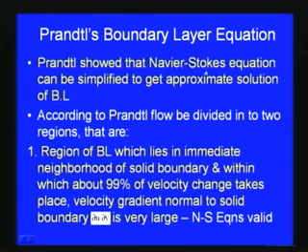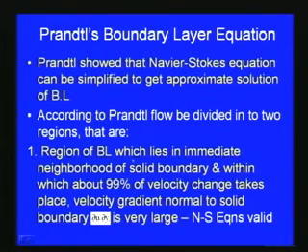So Prandtl showed that the Navier-Stokes equation, which we have discussed earlier, can be simplified to get an approximate solution for the boundary layer. In the boundary layer we can see that a lot of changes take place, and he tried to use the Navier-Stokes equations, which were developed by the end of the 19th century, to solve the boundary layer. According to Prandtl, the flow can be divided into two regions: the first one within the boundary layer, and then the region above the boundary layer.